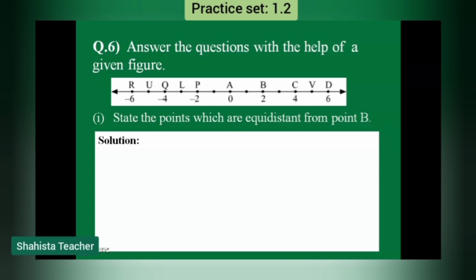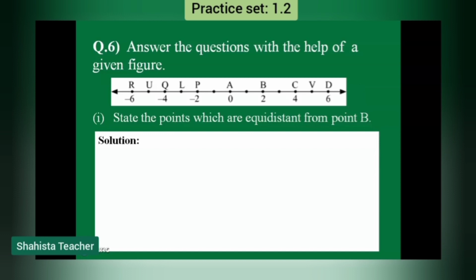Once again students, see here B is the point. Which points are equidistant from point B? So the points equidistant from B are C, A, P and D. These all are the equidistant points. So let's solve all these equidistant points one by one.